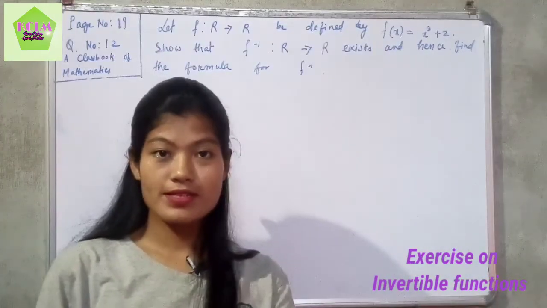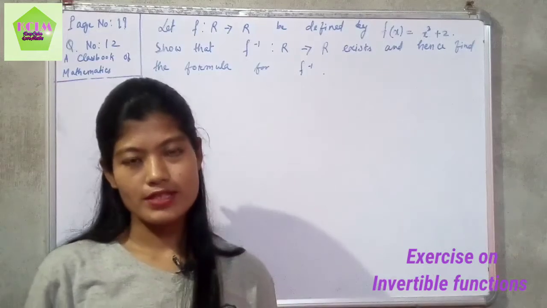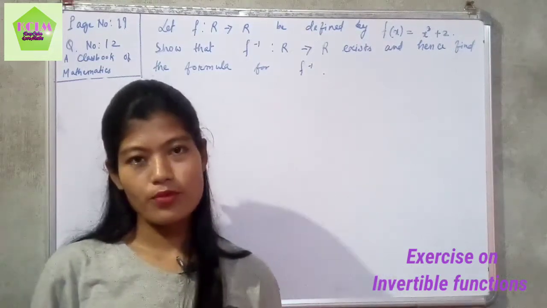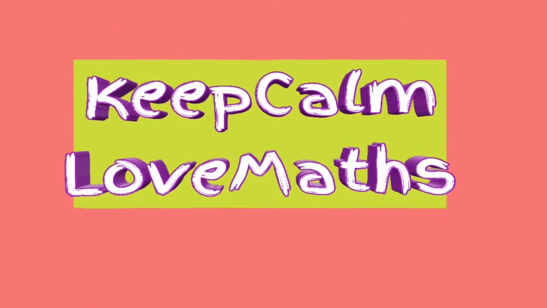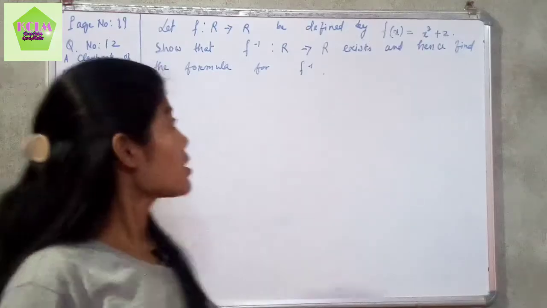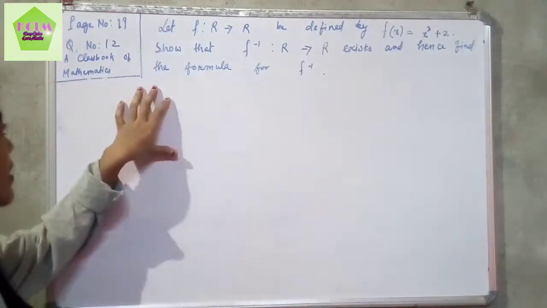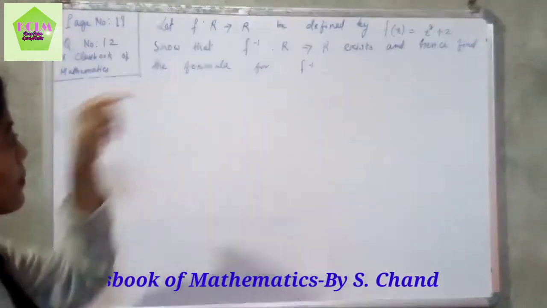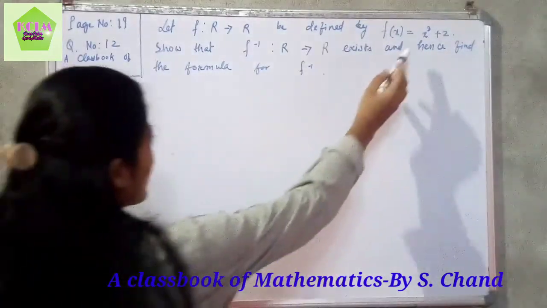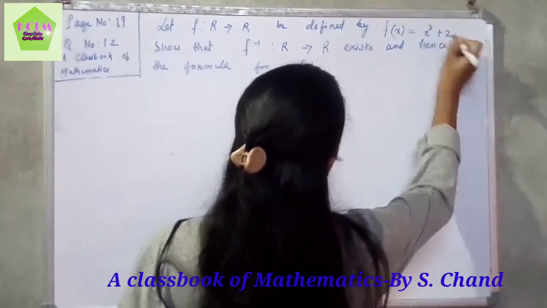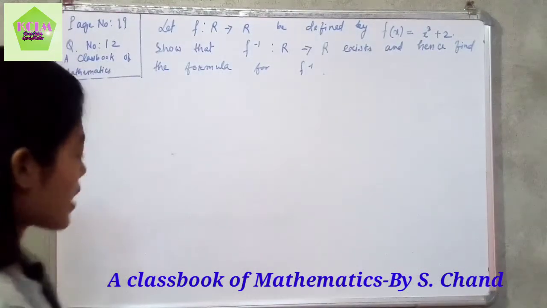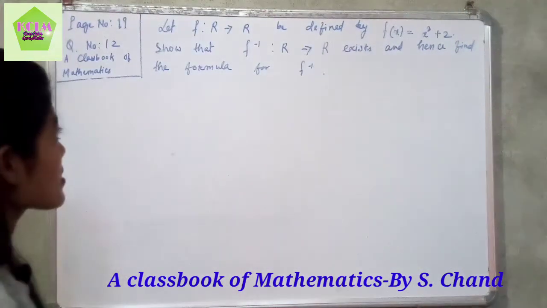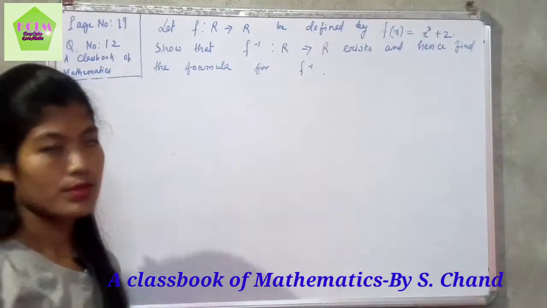So today we will discuss the problems, question number 12 and 13, on invertible functions from the book A Class Book of Mathematics. Our first question is: let f be a function from R to R defined by f of x equal x cube plus 2. Show that f inverse from R to R exists, and hence find the formula for f inverse.